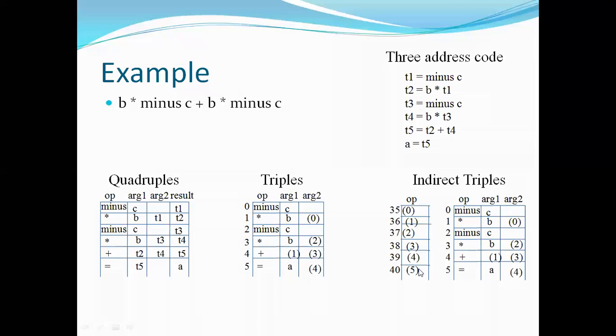These are the old reference numbers from the triples, and for the indirect triples I am giving 10, 11, 12, 13, 14, 15, like that, new numbers. And instead of this 0, 1, 2, 3, I am using these new reference numbers. That means this is how we name them, and these are the listing pointers that are used instead of using the statements.